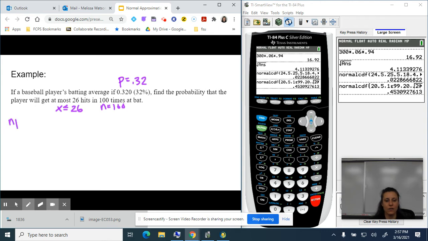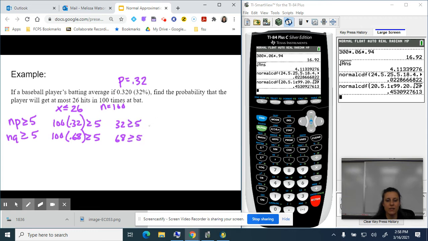Let's first check for normality. If we multiply n times p, 100 times 0.32, and check to see if that's at least 5, and n times q, which is 68%. All right, we get 32 and 68. Those are both at least 5. So therefore, it is normally distributed.